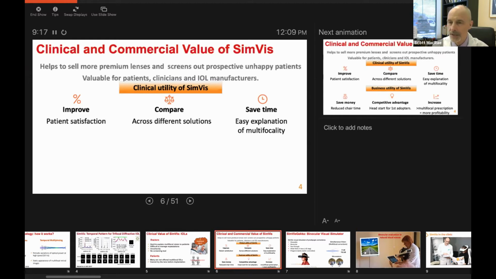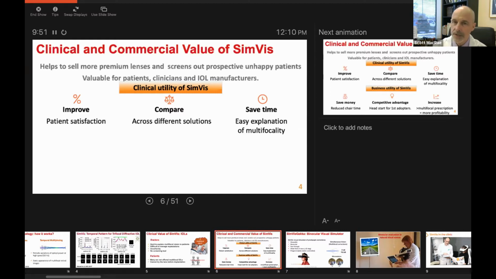And for patients that, let's say, have a subtle irregular astigmatism, this will allow you to literally screen that out by simulating it for the patient. When they notice that they can't see well with it, then they would probably defer from having a multifocal. This allows better patient satisfaction because you're both speaking a more common language in terms of the multifocal demonstration. It allows you to compare across different intraocular multifocal lens solutions.